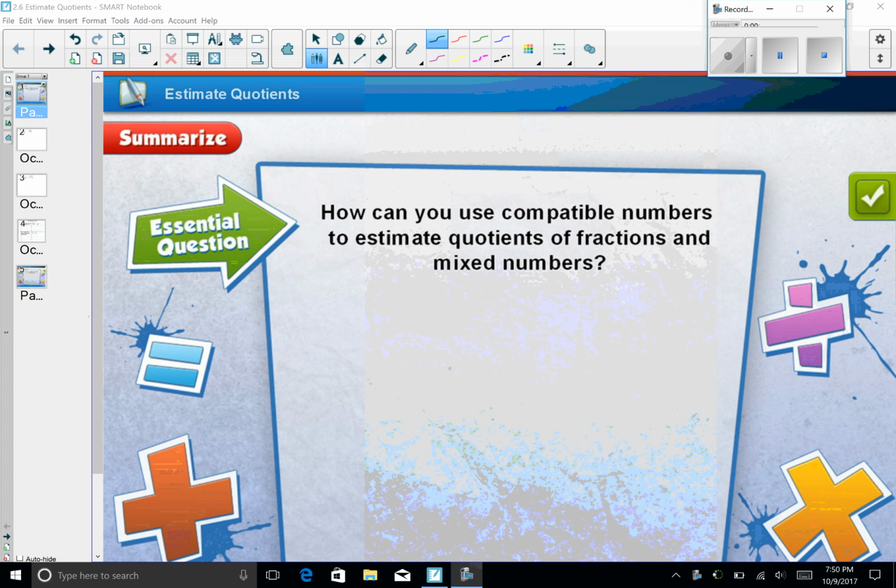Lesson 2.6, Estimate Quotients. In today's lesson, we are going to discuss how you can use compatible numbers to estimate quotients of fractions and mixed numbers. Let's go ahead and get started.